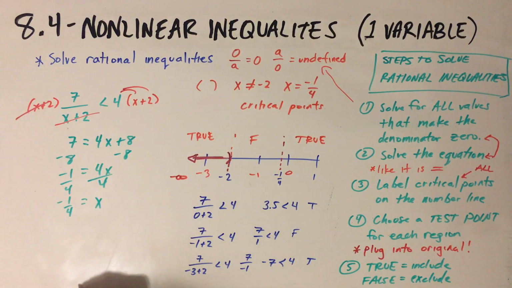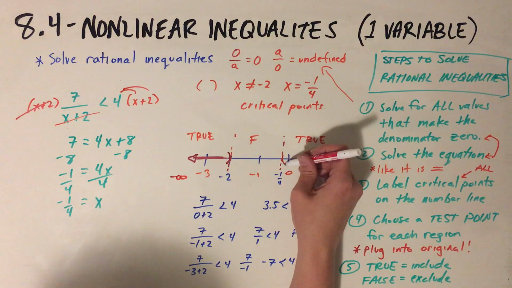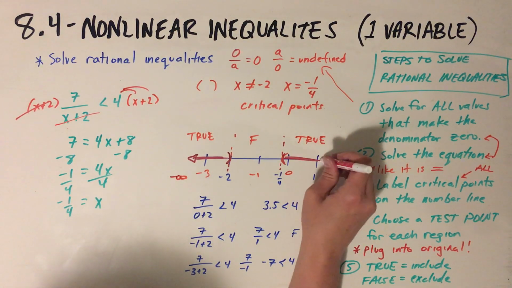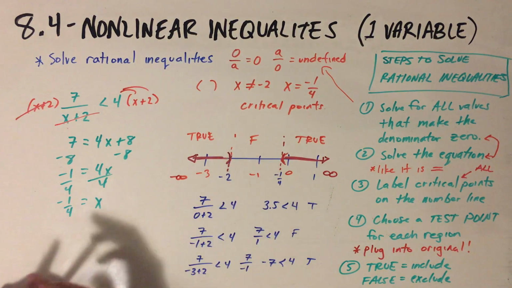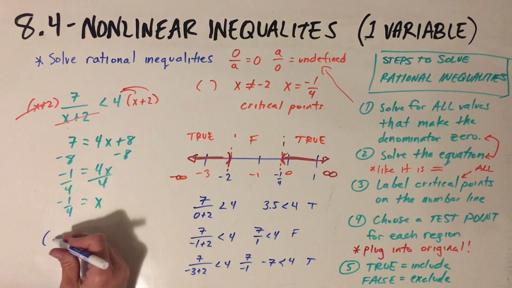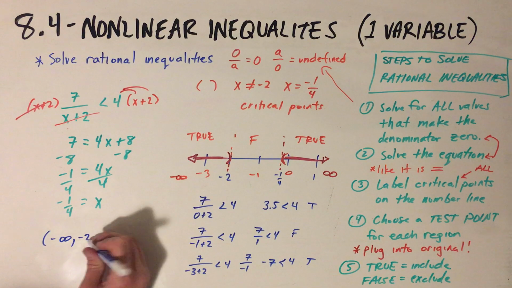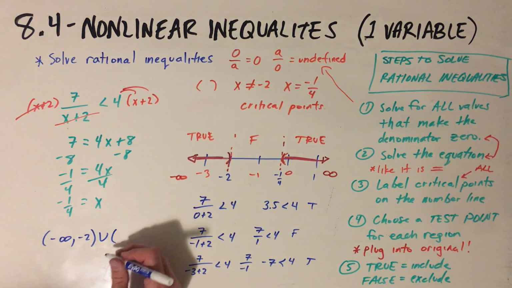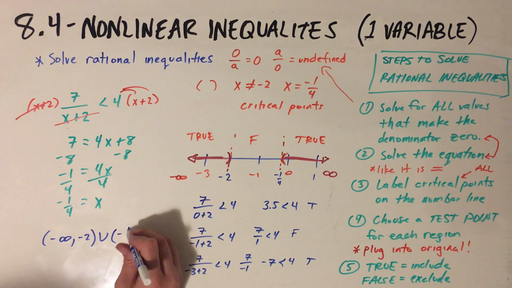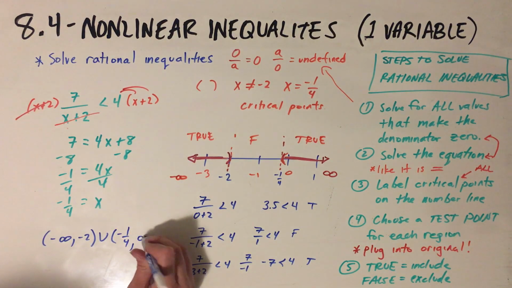It's also going to include everything from negative 1/4 to a positive infinity. All right, so this means I'm going to have to union here. So I'm going to go from negative infinity to -2, not including it, union with parenthesis, -1/4 to a positive infinity.